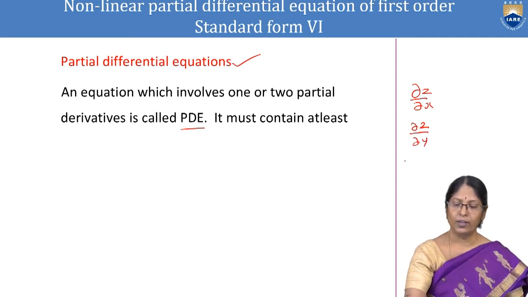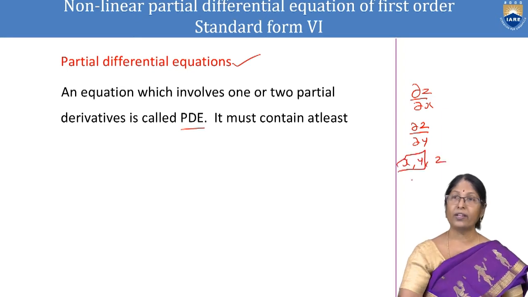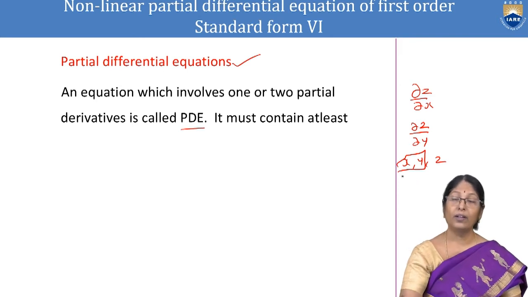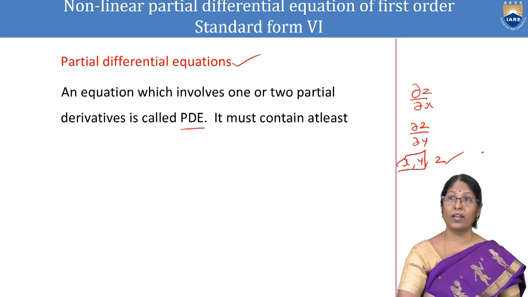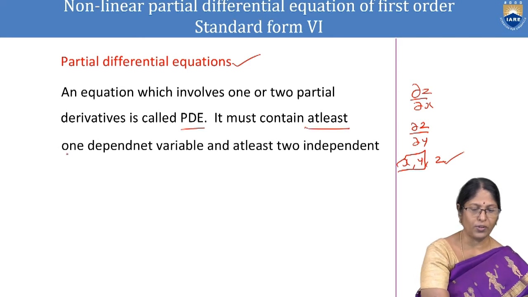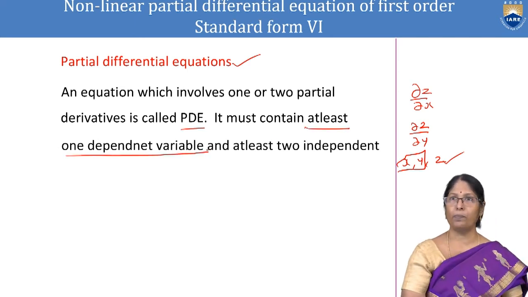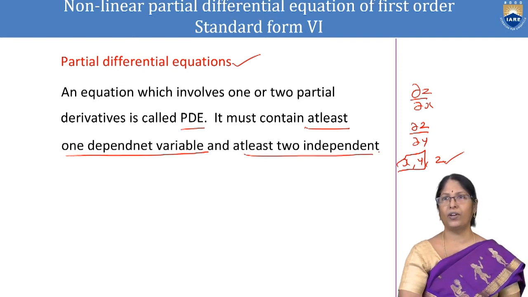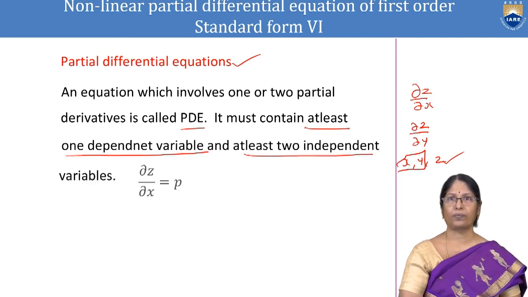So here x, y, z. Here x and y are two variables, they are independent variables. Coming to z, that is the dependent variable. So this partial differential equation should have at least one dependent variable and at least two independent variables.